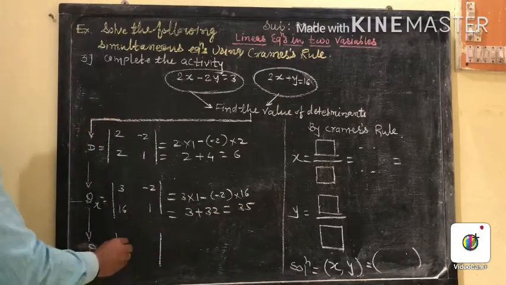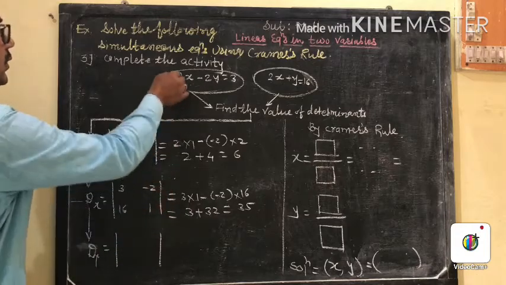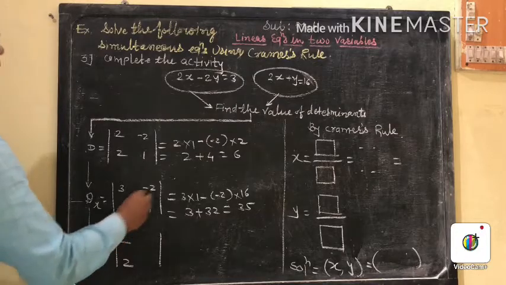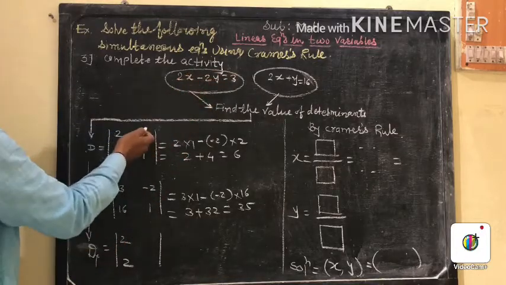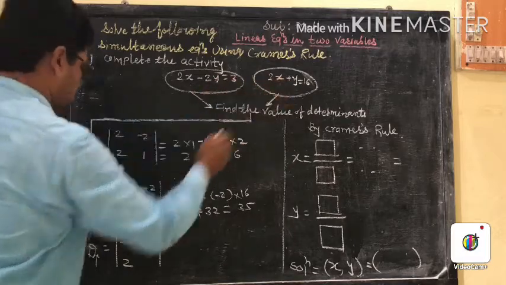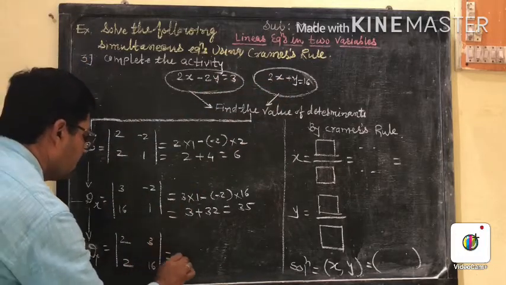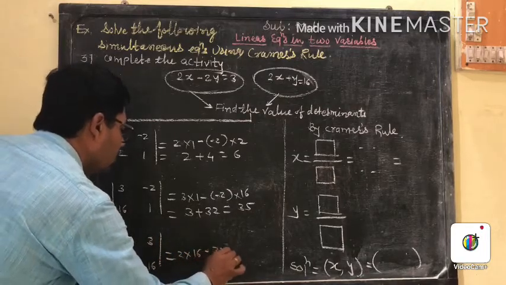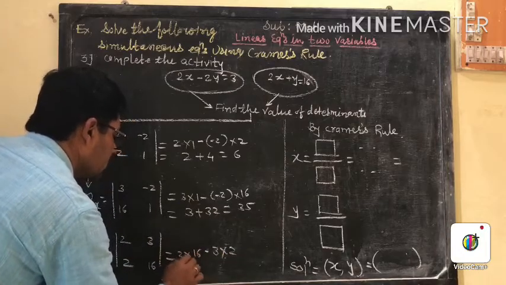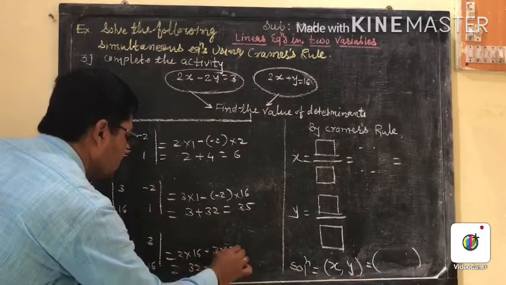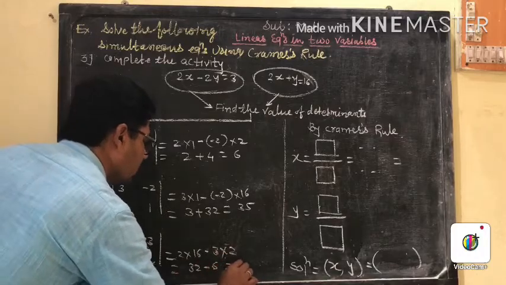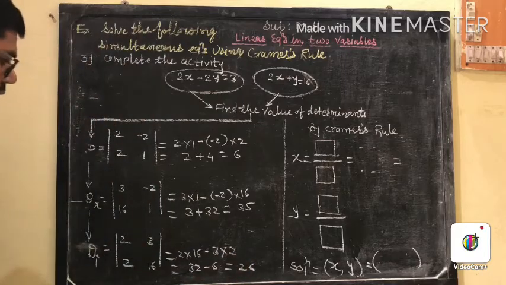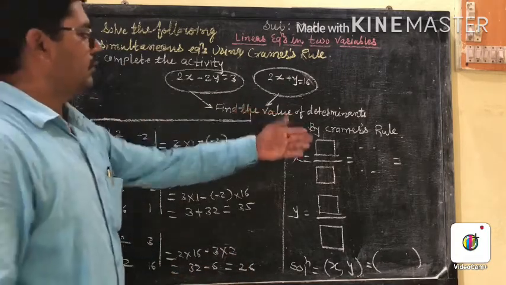Now Dy is equal to a1 a2, 2, and replacing the other column by c1 c2, which is 3, 16, and the value of this is 2 into 16 minus 3 into 2, which is 32 minus 6, since 3 into 2 is 6, and the value is 26. Now fill the blanks by Cramer's rule.